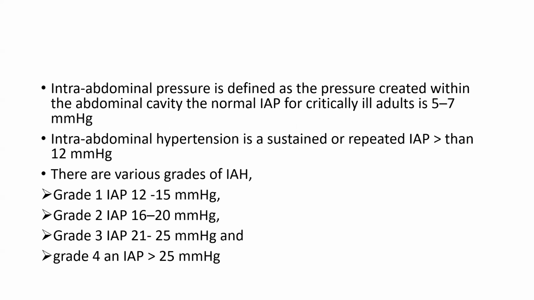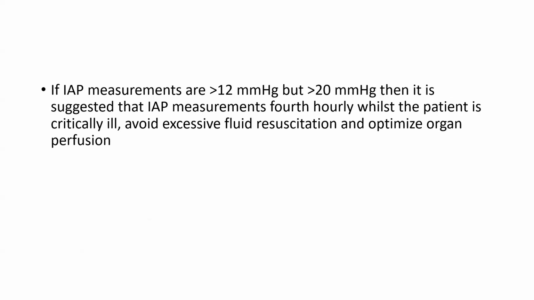So, according to the pressure, there are various grades of intra-abdominal hypertension. Grade 1 intra-abdominal pressure is 12 to 15 mmHg. Grade 2 is 16 to 20 mmHg. Grade 3 is 21 to 25 mmHg. And grade 4 is more than 25 mmHg. If intra-abdominal pressure measurements are more than 12 mmHg and less than 20 mmHg, then it is suggested that intra-abdominal pressure measurement should be done 4 hourly.